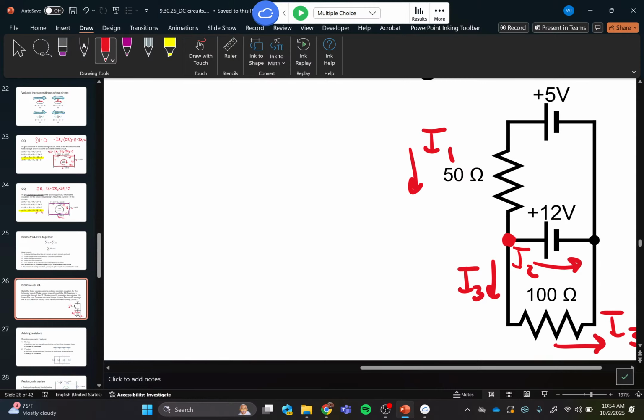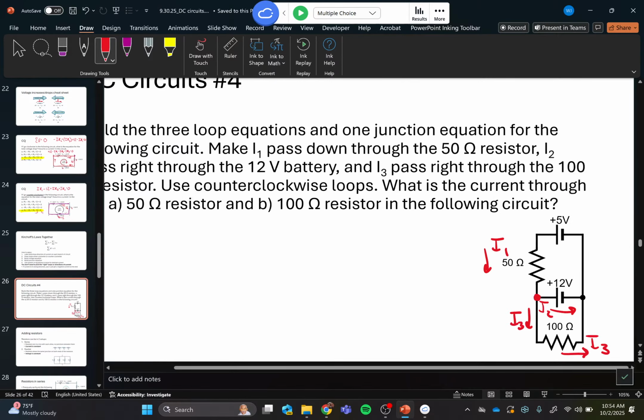Great. So the junction rule here, really easy. It's I1 equals I2 plus I3. What goes in must come out. Boom, there's one equation. Very easy.